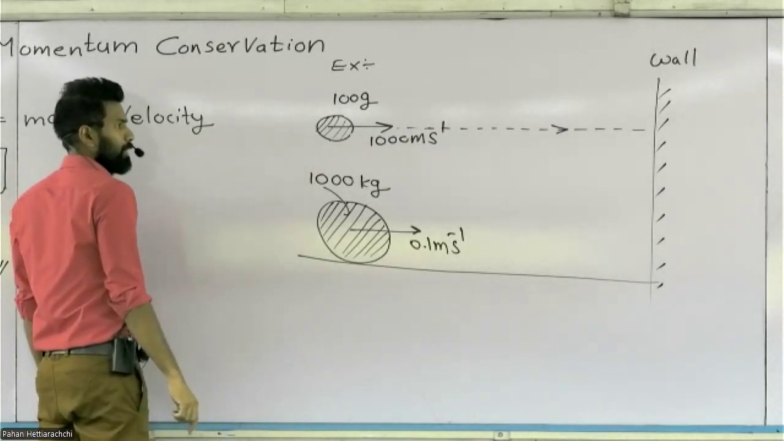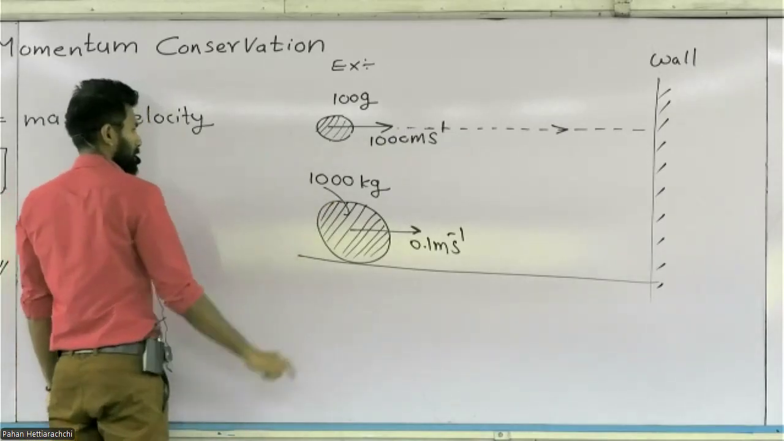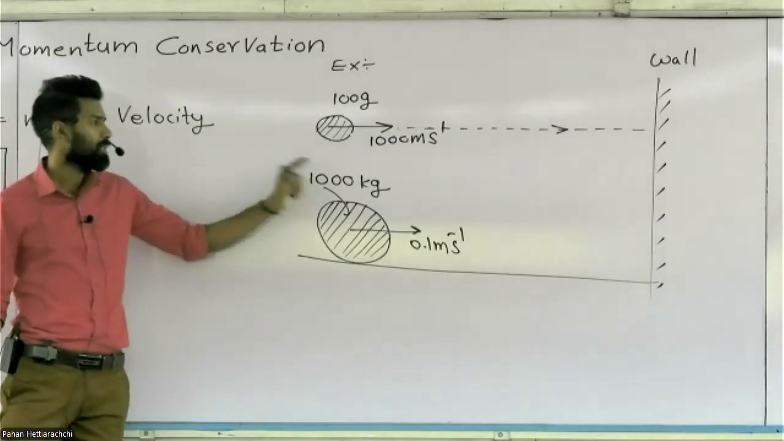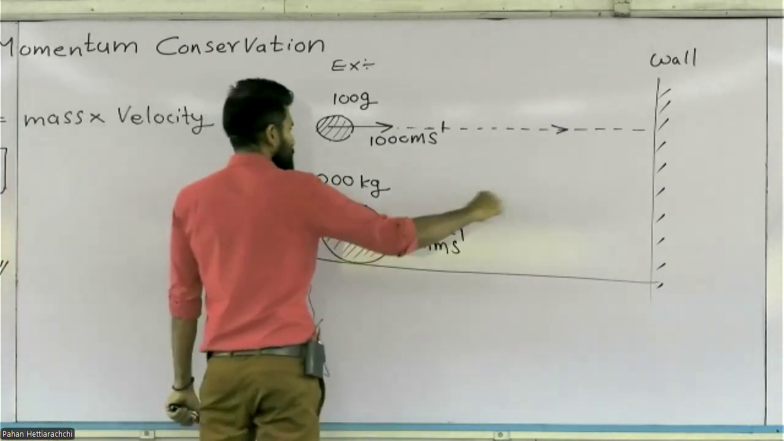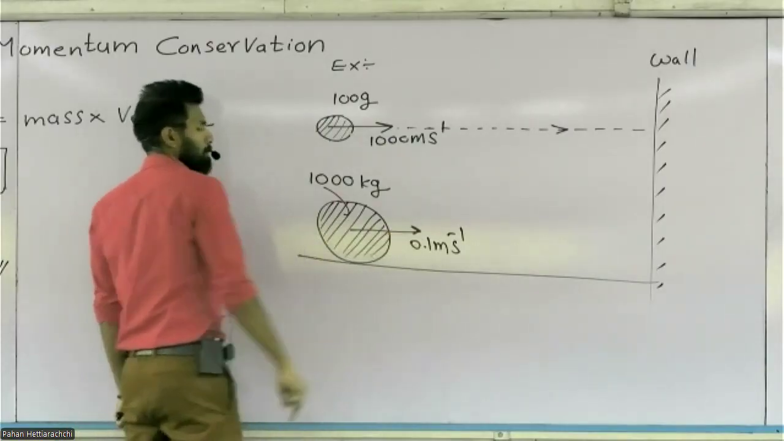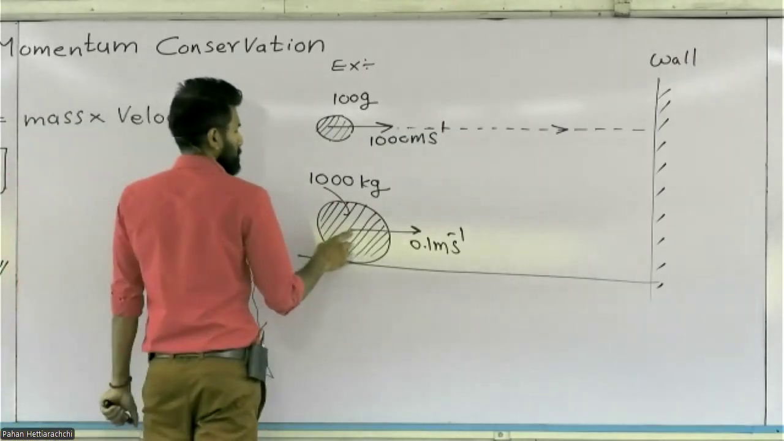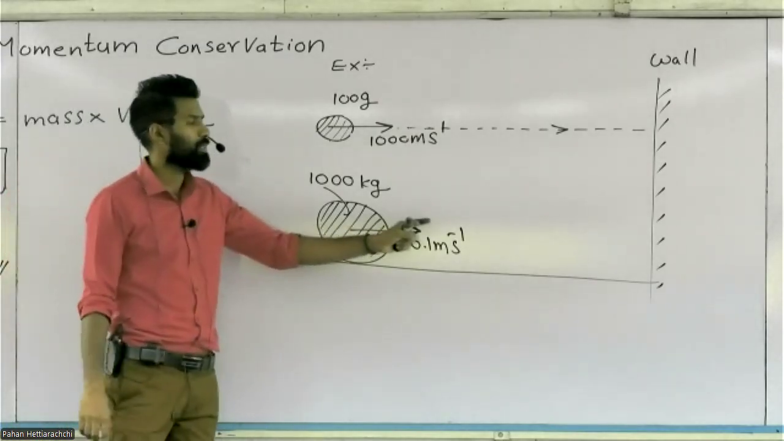And again, a large stone with a 1000 kg mass is thrown towards the same wall with a velocity of 0.1 meters per second.